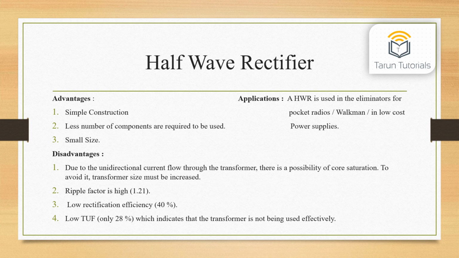Disadvantages of half wave rectifier. First, due to unidirectional current flow through the transformer, there is a possibility of core saturation. To avoid it, transformer size must be increased. Second, ripple factor is high, that is 1.21. Third, low rectification efficiency, that is 40%. Fourth, low TUF, only 28%, which indicates that the transformer is not being used effectively.